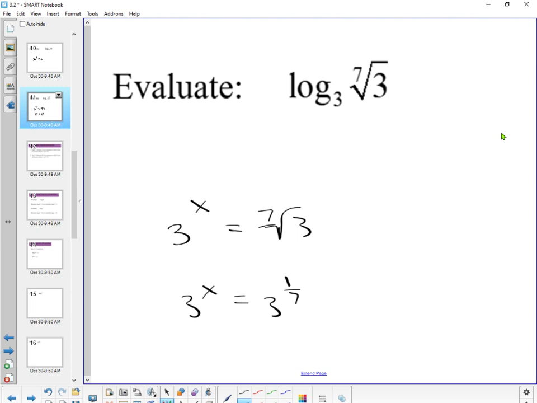Questions on this? It's the power over the root. So what's the power on 3? 1, right? And the root is 7. So it's power over root.